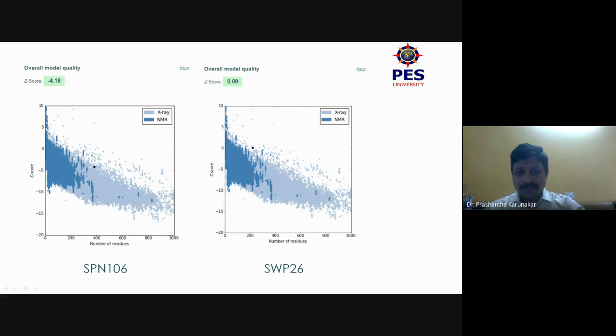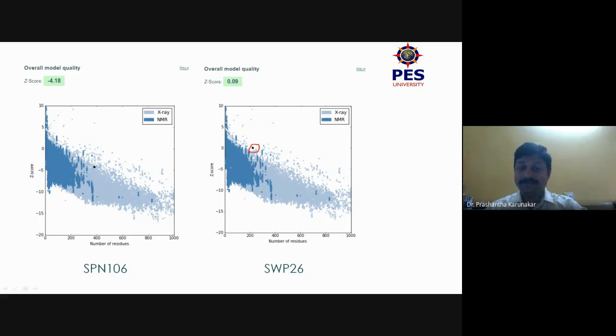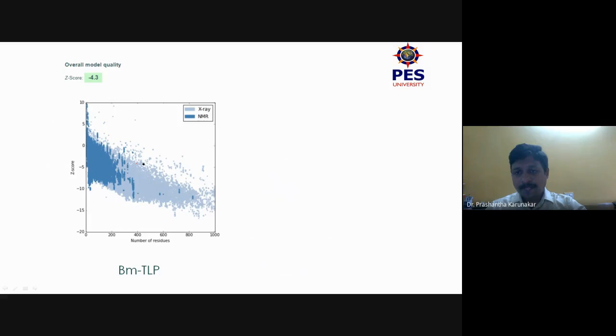Same with the SWP26. Here we can observe it's matching almost with the NMR structure. We generated it for BMTLP also, and again it is almost with the NMR structure. So probably even with further refinement, or if we get the best template, then it may go to this region. Okay, so this is the NMR, it is matching. All these are the X-ray structures, so it is matching almost with the X-ray structure here. The dark one is the NMR. Okay, so it's matching almost with the NMR structure. So X-ray over here, these are all the NMR structures.